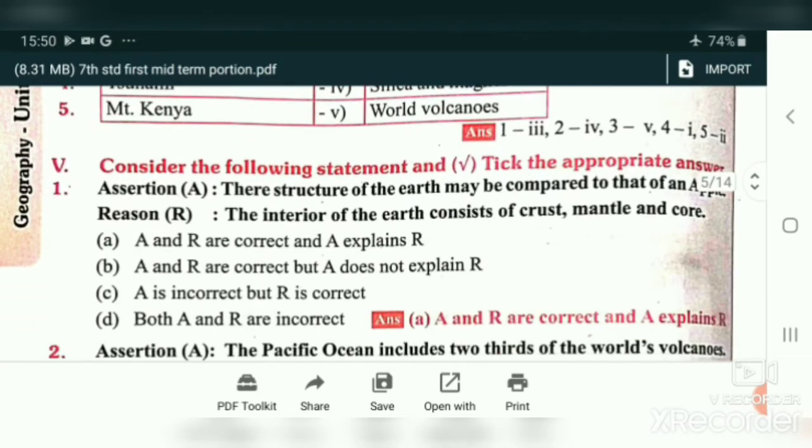Note this one correctly. Then assertion and reason. The structure of the earth may be compared to that of an apple. Correct. The interior of the earth consists of crust, mantle and core. This is also correct. So both A and R are correct and R explains A. The Pacific Ocean includes 2/3 of the world's volcanoes. The boundary along the eastern and western coastal areas of the Pacific Ocean is known as the Pacific Ring of Fire. Here also A and R are correct and R explains A.